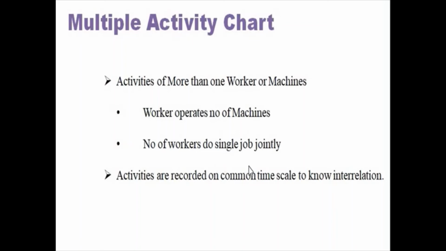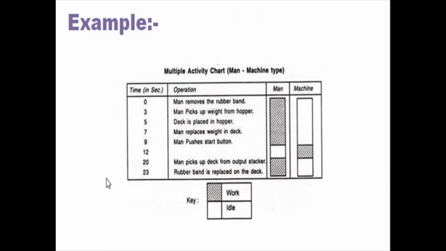The activities are recorded on a common time scale to know the interrelationship of each other. The interrelation will be between the workers or between the machines, depending upon the case. With an example, we will understand it in detail. Here is one example of a multiple activity chart, a man-machine type chart. Time is represented in one column, operation details are in another column, and different columns are there for man and machine. As many workers as there are, that many columns, or as many machines, that many columns can be added.